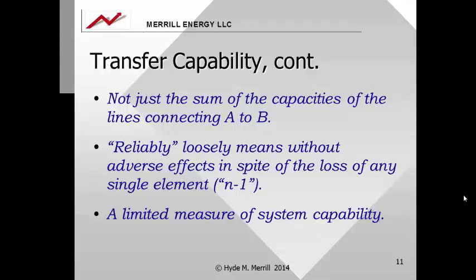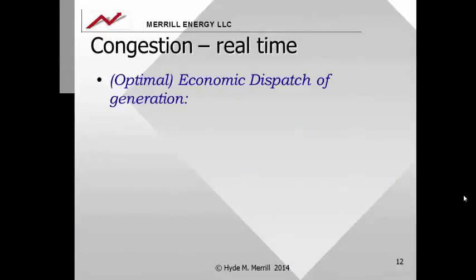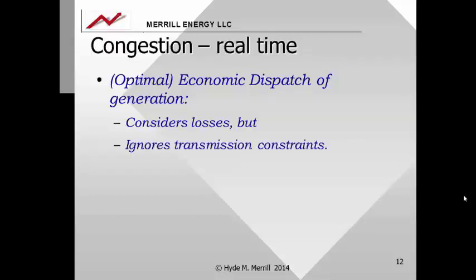There's a problem associated with transfer capability, a physical problem. The problem is called congestion. In real time, generators are dispatched optimally to minimize the cost of fuel. And this optimal dispatch considers losses. It recognizes that there are resistance losses on the transmission lines, but the economic dispatch ignores transmission constraints.